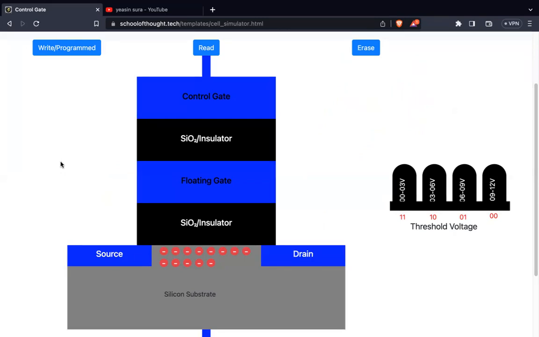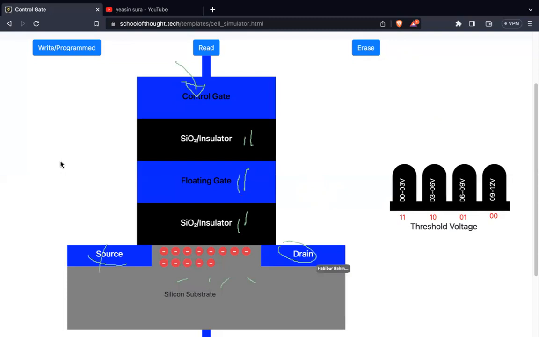Now let's understand how this transistor can store 1 bit of information. It is very simple. First we have to understand the structure. In this structure, as you can see, there is a control gate at the start here, and then we are seeing an insulator. It is called a barrier or silicon dioxide. And you can see a floating gate and another insulator. And in here you are seeing some silicon substrate, and there is a source and drain.